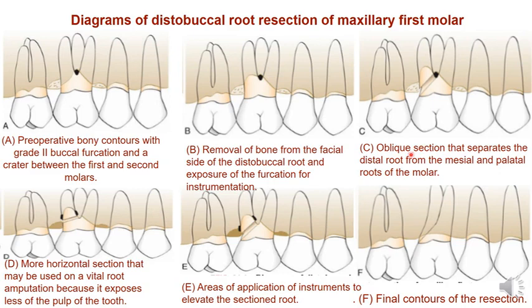And then an oblique cut is made with a handpiece to cut the distal buccal root from the palatal and the mesial roots. We can do a more horizontal section when we have a vital root because it exposes less of the pulp of the tooth. Now the resected root is removed and finally the area is contoured and the flap replaced and sutured.